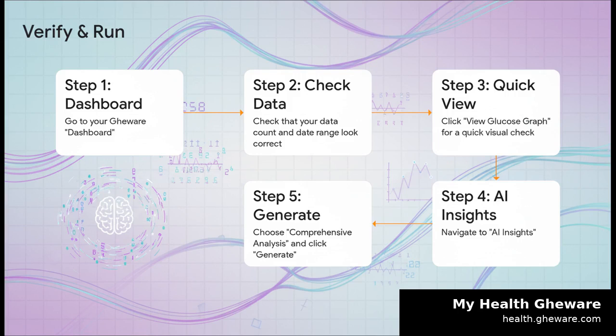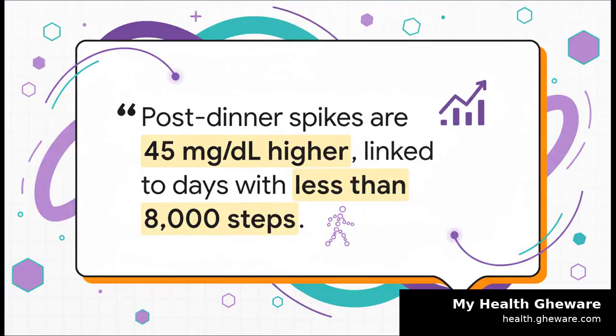A couple weeks of data should be thousands of readings. If it all looks good, head over to AI Insights. Pick Comprehensive Analysis and hit that Generate button. And remember, new users get 500 free credits, so this first one is on the house. And what does the AI spit back out? You get insights just like this one.